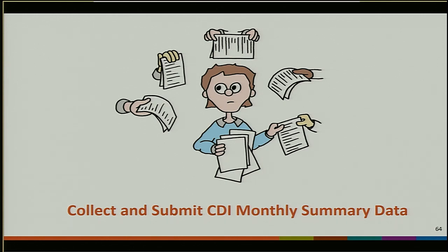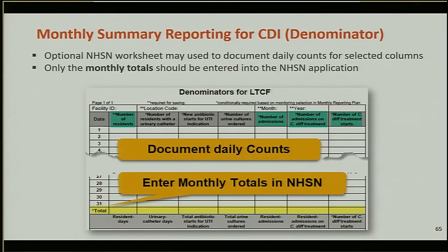Okay, so we've talked about our monthly reporting plan. We've talked about submitting an event. So let's look at the monthly summary data requirements for C. difficile. Again, we have this worksheet that is available, and this worksheet is good if your facility is all manual. If you have no electronic anything in your facility, you're going to love this sheet, because you can drop it off at the nurse's station and ask for help.